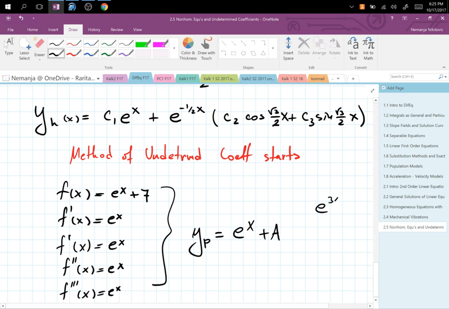If you had e to the 3x, the next derivative is 3e to the 3x. The next derivative is 9e to the 3x. And then 27e to the 3x. So this form would be Ae to the 3x because the coefficient in front is changing. Over there we have a plus 7 and then plus 0, plus 0, plus 0. So 7 changed into a 0, but the coefficient of e stayed 1 all the time. That one was 1 here and here and here. Everywhere it was 1. So you don't have to put the coefficient in front of e to the x.